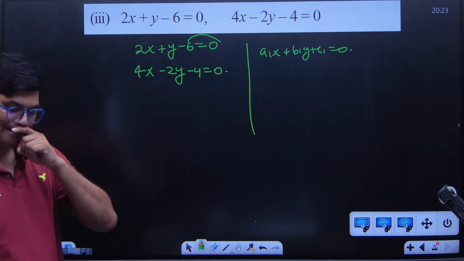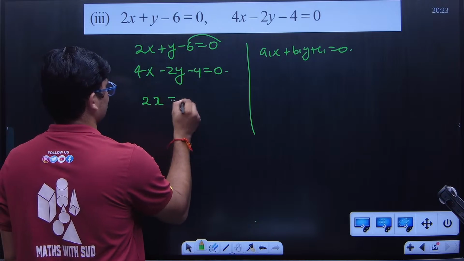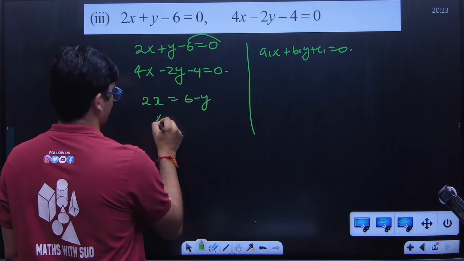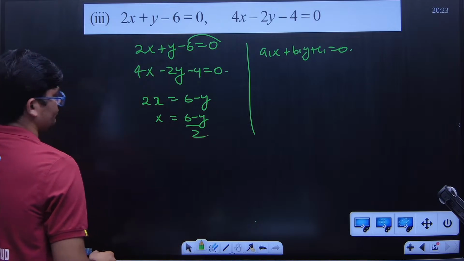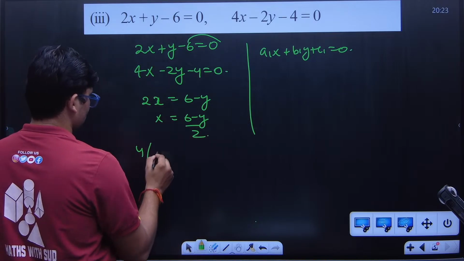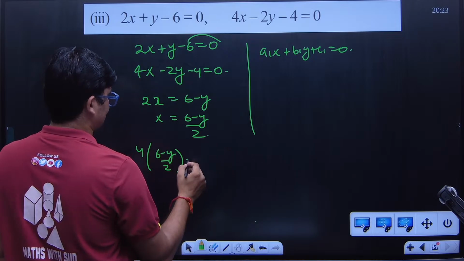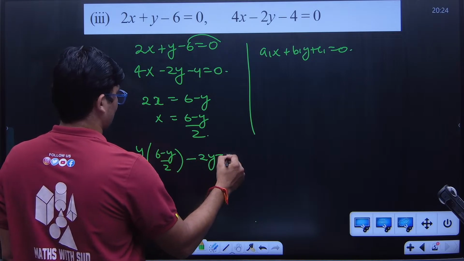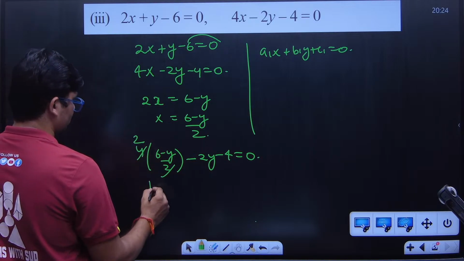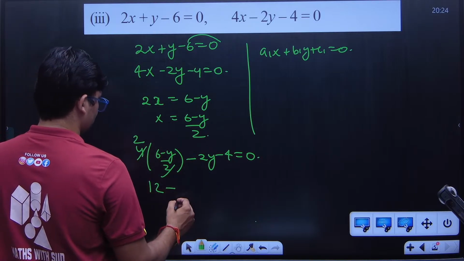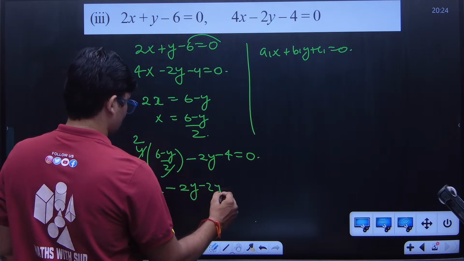So then it'll be 2x is equal to 6 minus y. So x is equal to 6 minus y upon 2. Okay, then now we'll substitute in the other equation. So 4 into 6 minus y upon 2 minus 2y minus 4 equals 0. So 4 times 6 minus y upon 2 minus 2y is equal to 4.